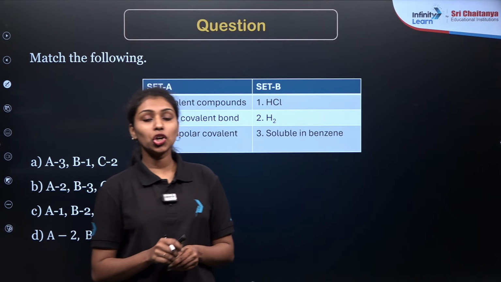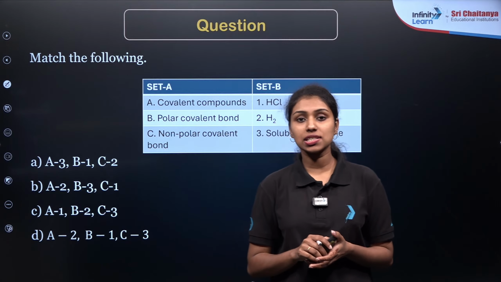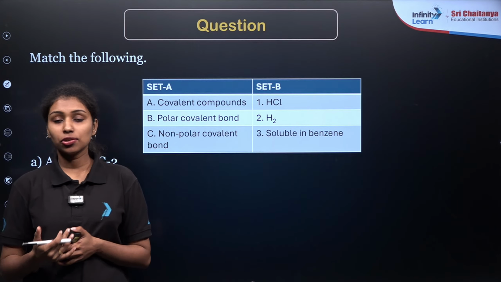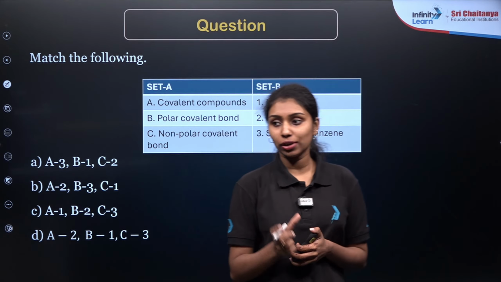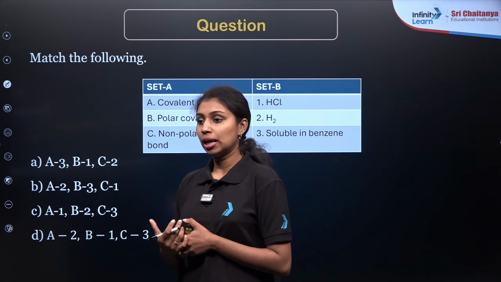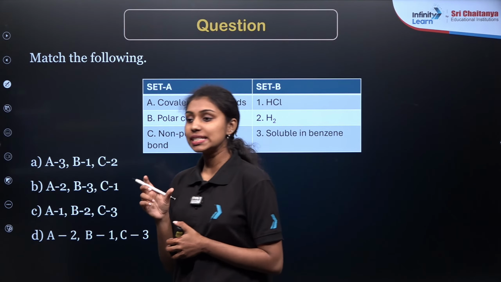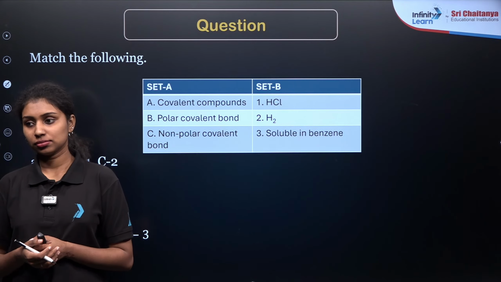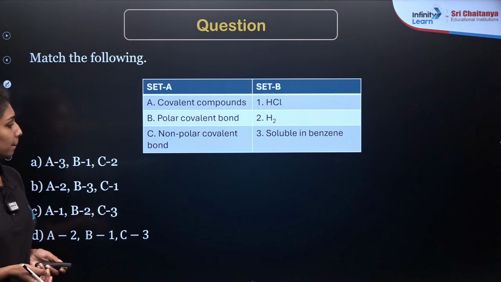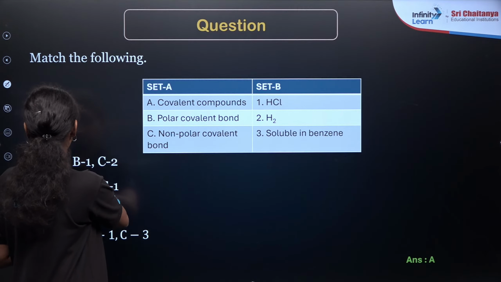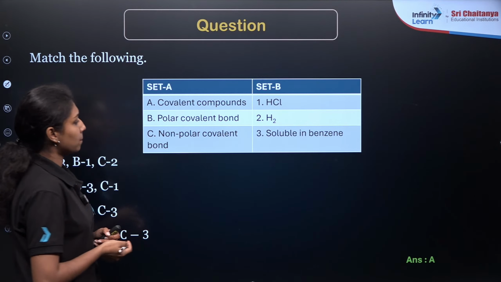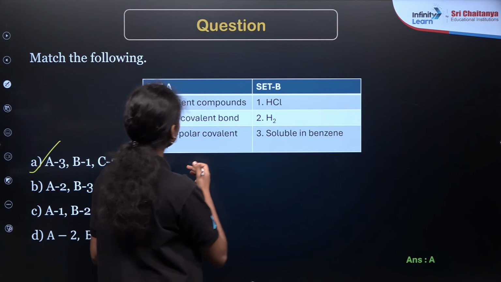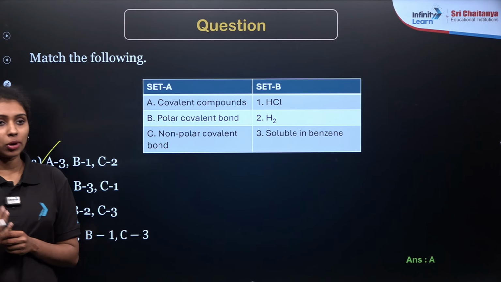While discussing covalent bonds, we also discussed the classification of covalent bonds into polar covalent bonds and non-polar covalent bonds, right? If it is a polar covalent bond, there will be an electronegativity difference between the different elements. But in the case of a non-polar covalent bond, they will be formed between the same type of elements. So option A will be the correct answer here.